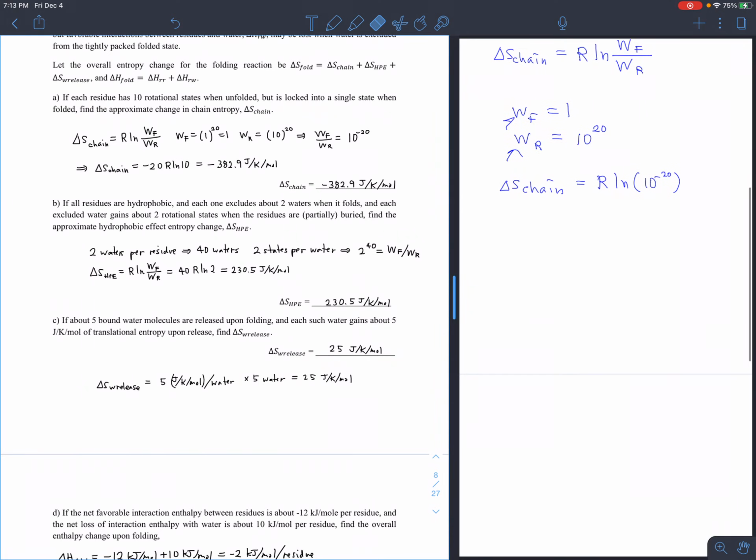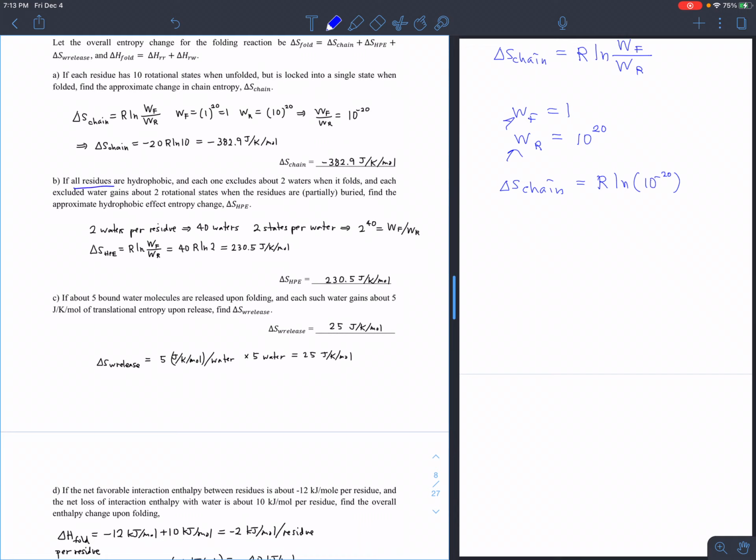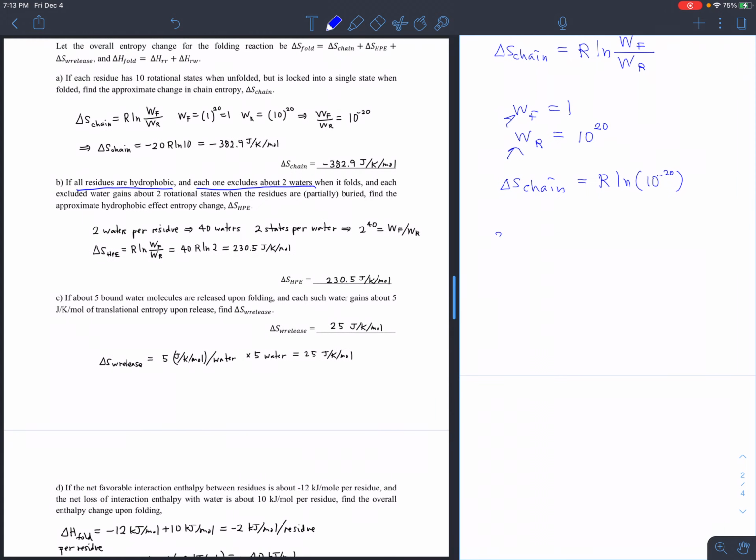The next part says if all residues are hydrophobic and each residue excludes 2 waters, so that there's 20 hydrophobic residues, because they're all hydrophobic, and each one releases 2 waters, in other words, 2 waters that were in contact with those hydrophobic bases before things fold, but when they fold, then those waters are pushed out of the system. They're not included in the folded form.